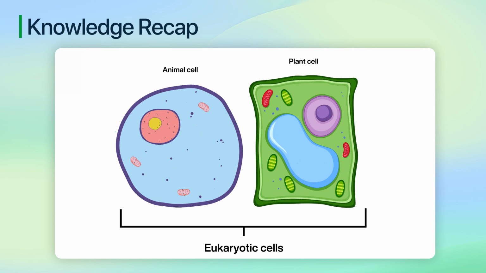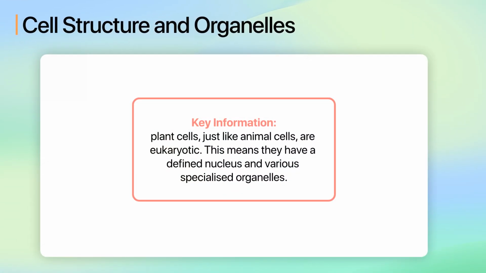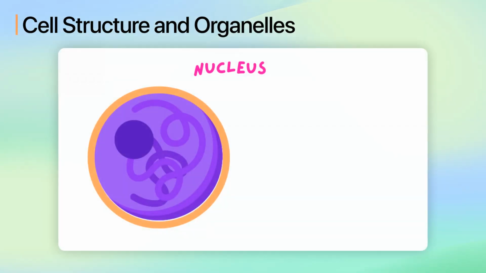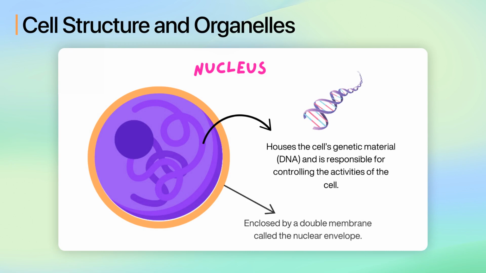Let's get started. To begin our lesson, it's important to remember that plant cells, just like animal cells, are eukaryotic. This means they have a defined nucleus and various specialized organelles. Both plant and animal cells share common organelles such as the nucleus, cytoplasm, cell membrane, mitochondria, and ribosomes. Let's quickly recap these organelles. Firstly, the nucleus contains the cell's genetic material and controls its activities.